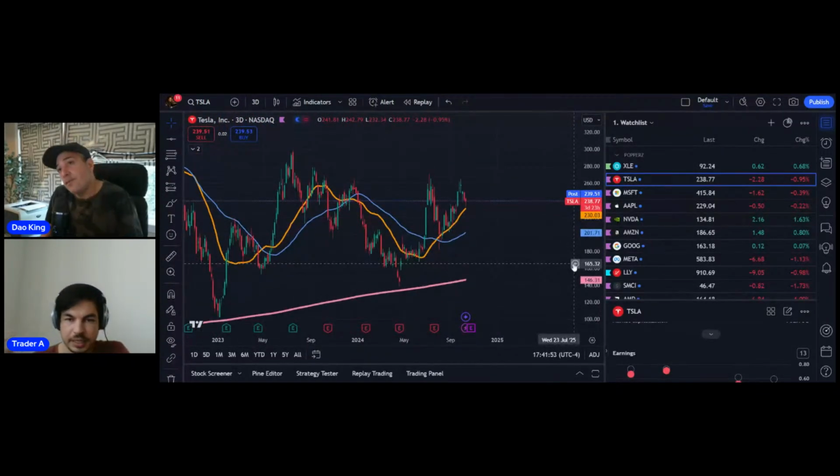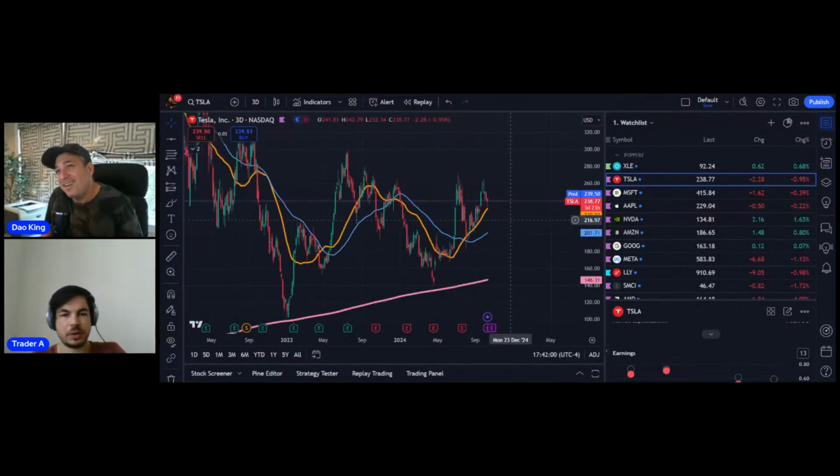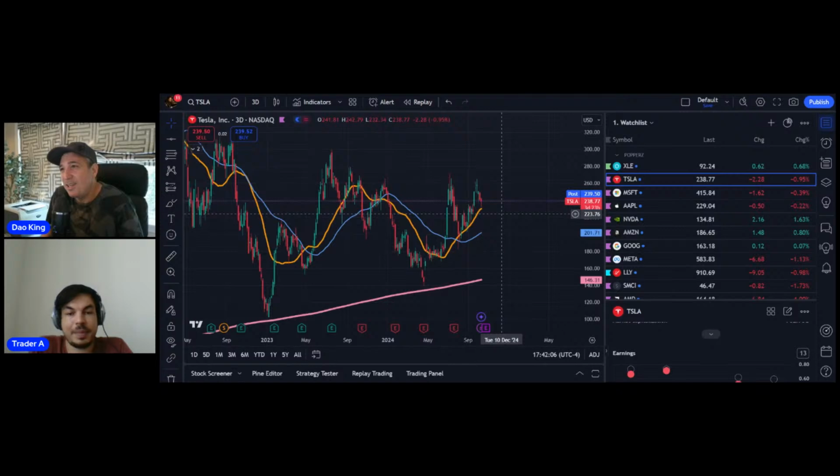Is it a car company? Is it a tech company? Should it be at 10 times forward? Should it be at 50 times forward? Should it be at 70? Is Elon a genius? Is Elon going crazy? Is Elon too busy? There's so much, who cares, right? So I think it makes for great trading, great swing trading, great day trading.